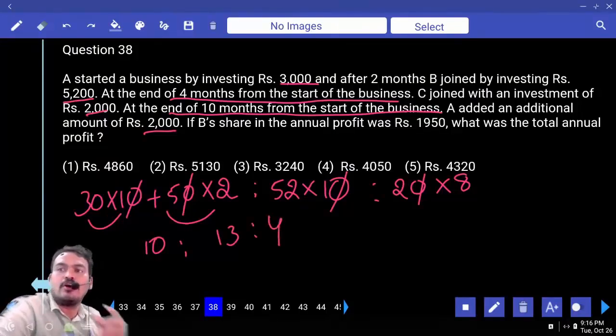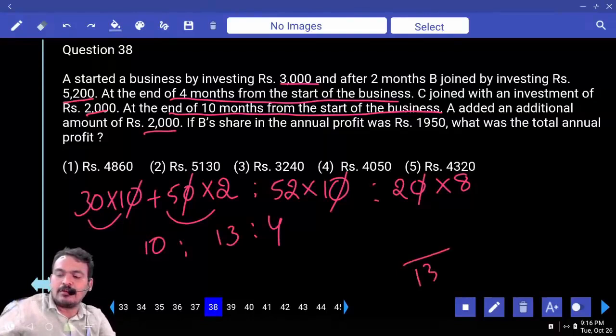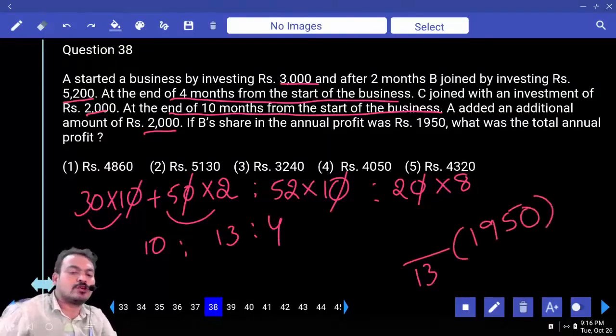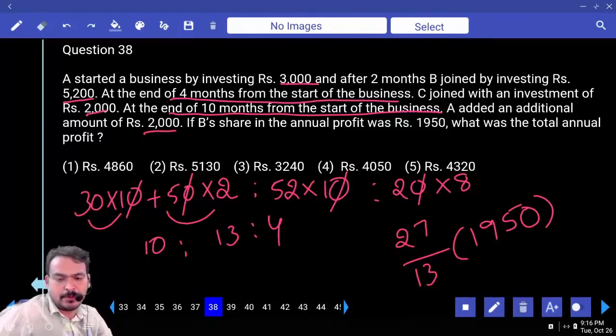Then the first one is getting how many parts? 10 parts. Second one 13 parts. But in place of 13 parts, how much value is given? 1950. What is the question here? Total annual profit. Total how many parts do we need? 27 parts or not? 27 parts. What is the 13 parts value?